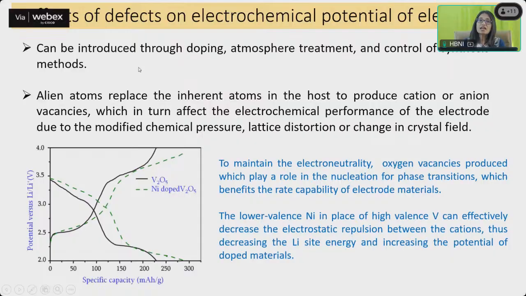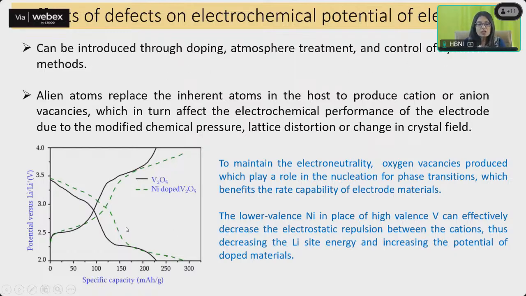Then what is the effect of defects on the electrochemical potential of electrons? How do you introduce defects? You can introduce them through doping in whatever material you are using. It can be through treatment, different kinds of atmospheric treatment you are doing. You can control the synthesis method.